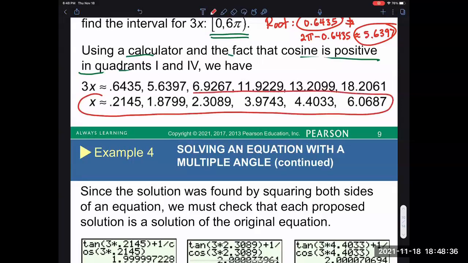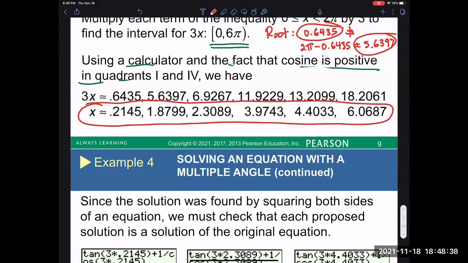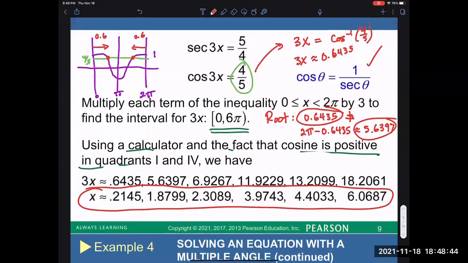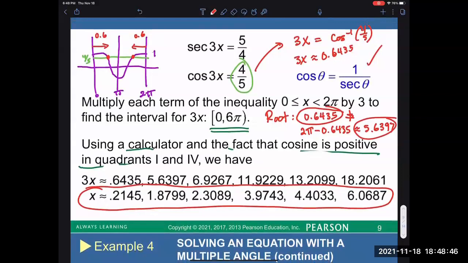And again, getting 4/5 is not a nice radian multiple of pi or something like that. But again, you can use the inverse cosine function to get the very first root, and then use symmetry and multiples of 2 pi to get the other solutions in the indicated restricted range of 0 to 6 pi for 3x. And that leads to these 6 solutions for x that are between 0 and 2 pi.